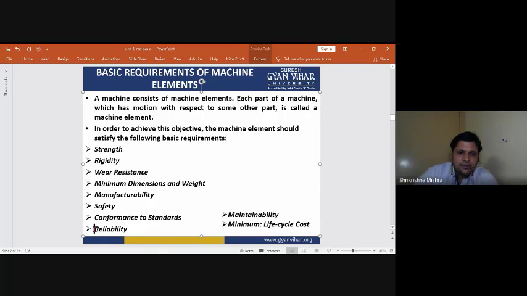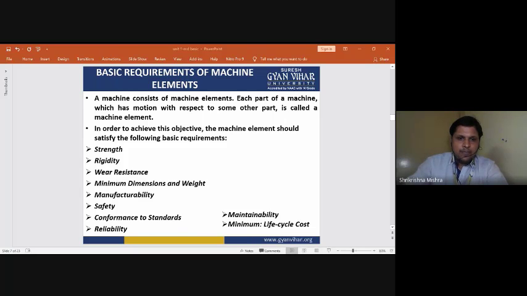Then the other basic requirement is reliability. Component should be reliable. As you all know, reliability is an important criteria. Whenever we buy anything, we need that the component or the machine which we have bought should be reliable. It should not fail. So reliability is also a criteria. Then maintainability, the maintenance cost should be low for the machine element. It should not get damaged frequently. Then comes the minimum life cycle cost, means the total cost including the purchasing cost, then the repairing cost in between if there is any failure, the total life cycle cost including all these costs should be minimum. So these are some basic requirements of a machine element.